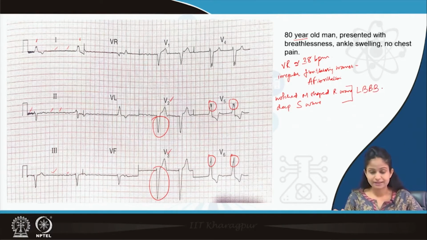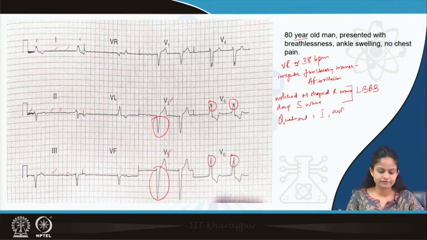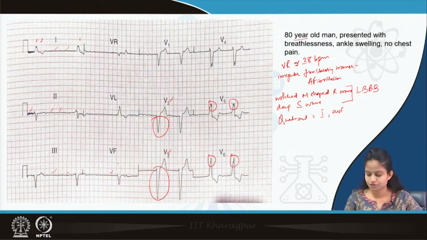And if we see about the axis deviation, we go for the quadrant approach. In the quadrant approach we have lead 1 and AVF. Lead 1 is having a positive deflection and AVF is having a negative deflection, which says it is a left axis deviation. So, this ECG is of atrial fibrillation with left bundle branch block.